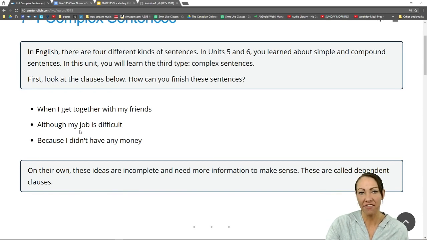As we were looking at our examples, these are all unfinished ideas. When I get together with my friends, well, what happens? Or what do you do? That thought has to be continued. It has to be finished.